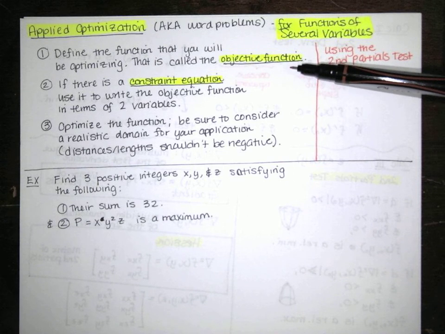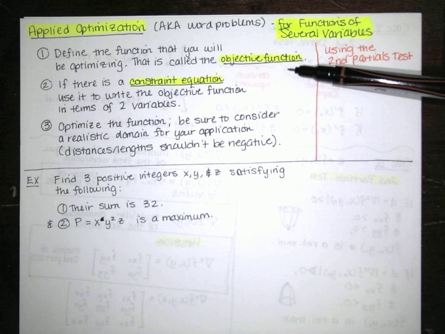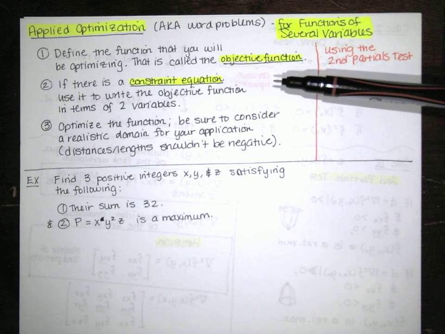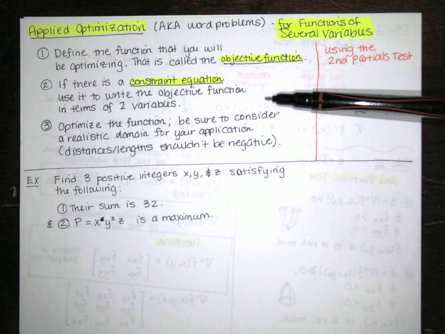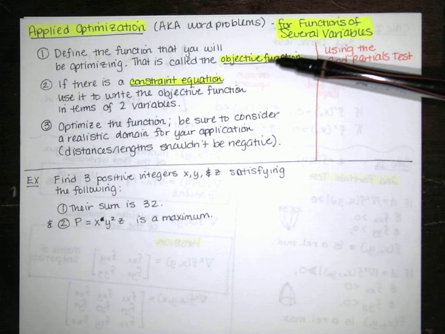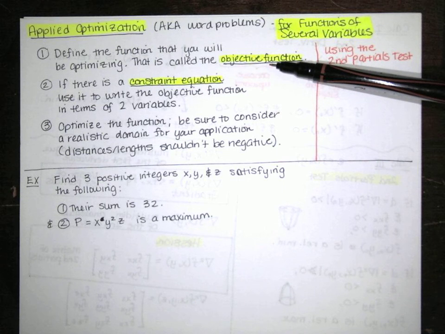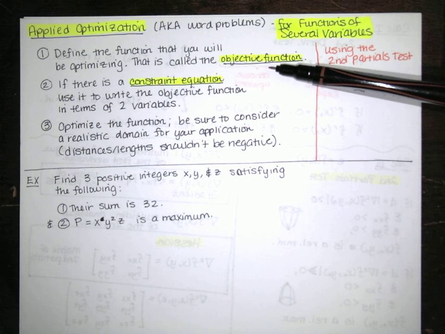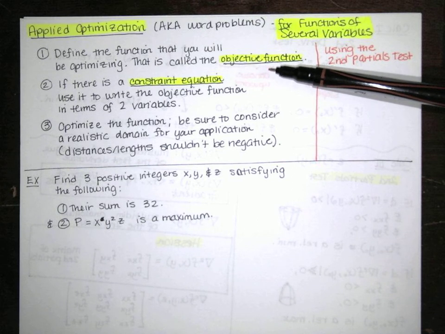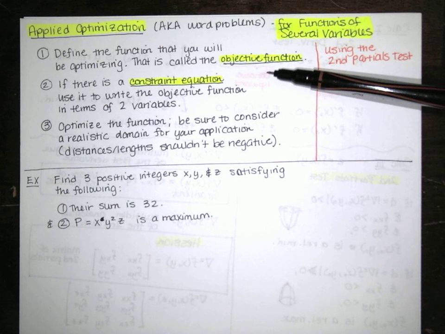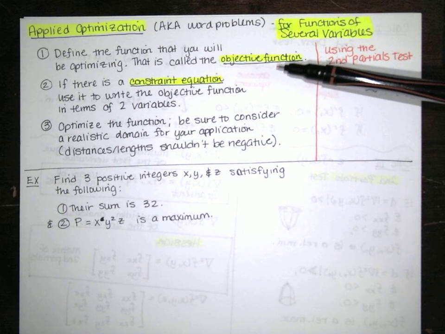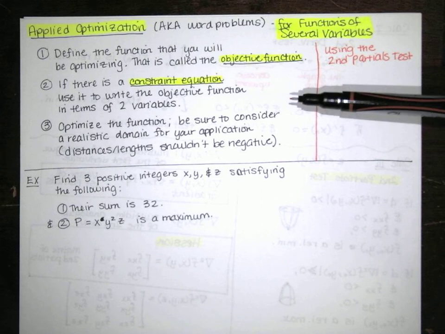So if your objective function has more than two variables, you're going to have some constraint equation or equations that will allow you to write your function entirely in terms of two variables. So if I've got a function of x, y, and z, there's going to be an equation implied by the word problem that tells me how x, y, and z are related. And with that equation, I'll be able to replace x with a function of y and z, or y with a function of x and z, or z with a function of x and y. So I'll be able to write the objective function entirely in terms of two variables only.